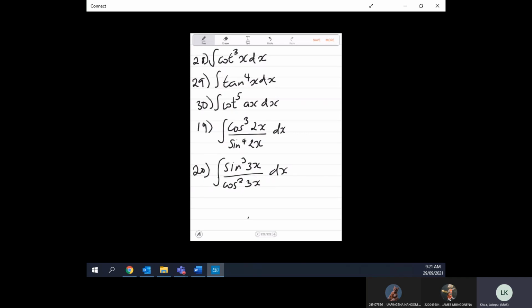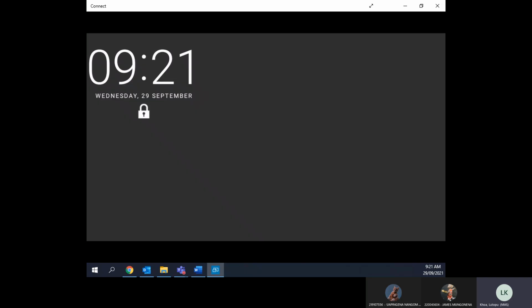So we integrated that one, that is not correct. And this is 2 over 2. This was the first, this was the first example we did.